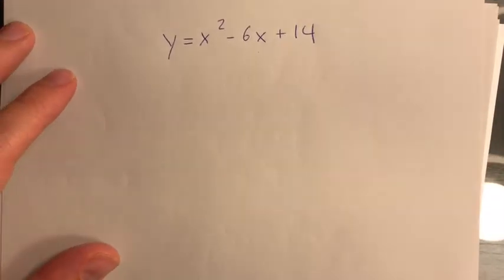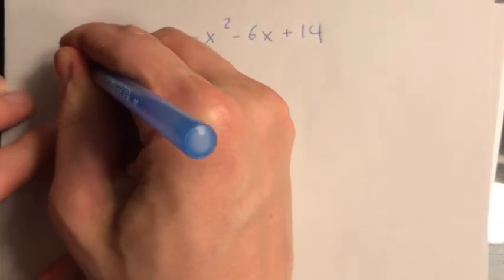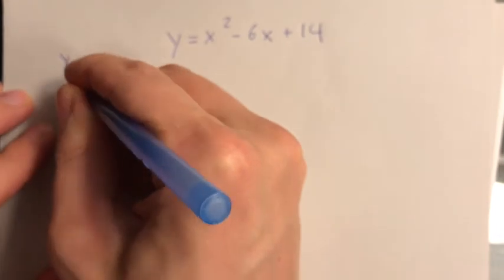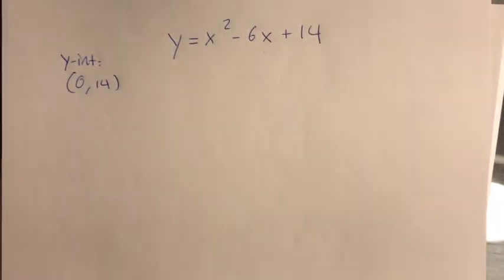In this example, again, it's written in standard form. So I'm going to start with the y-intercept because, again, that one's pretty easy. That last number, there we go, y-intercept. Now, the next thing I'm going to do is think about, do I want to go the factoring route or do I want to go the completing the square route?